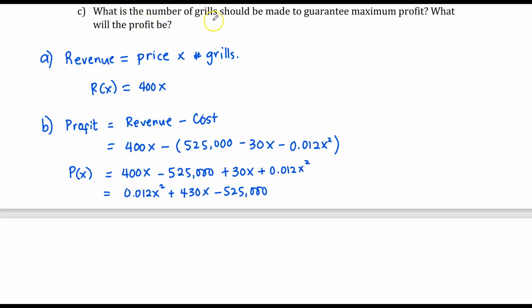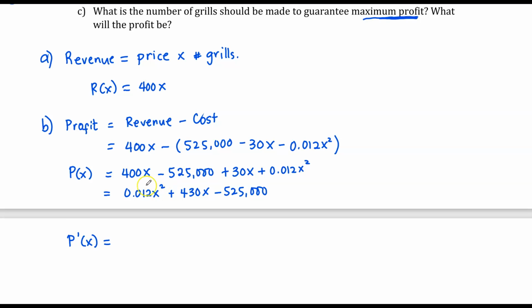Next, we want to find the number of grills that should be made to guarantee maximum profit. And then after that, we want to know what the profit will be. Now, to find the number of grills for a maximum profit, we need to maximize our profit. So we need to look at the profit function and find the critical number. We can do that by differentiating P of X. So we need to find P prime of X, the derivative of our profit function.